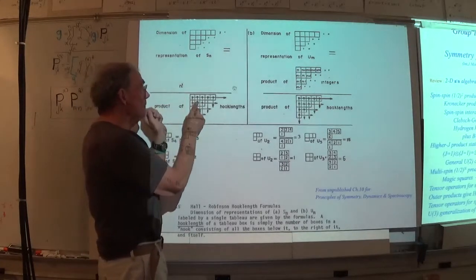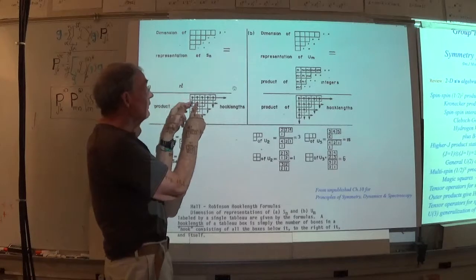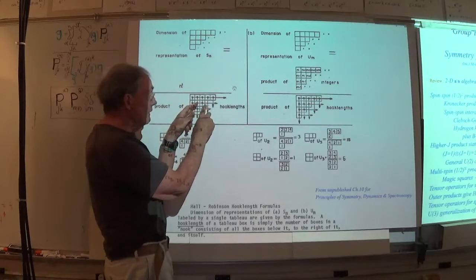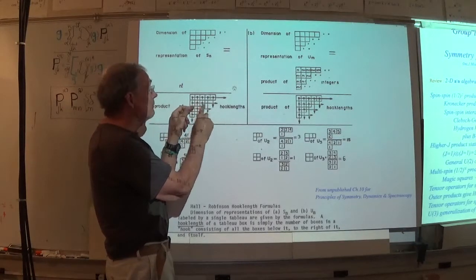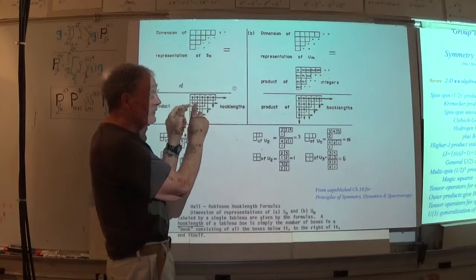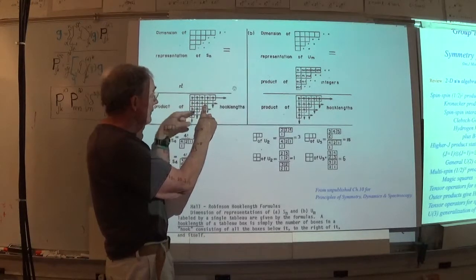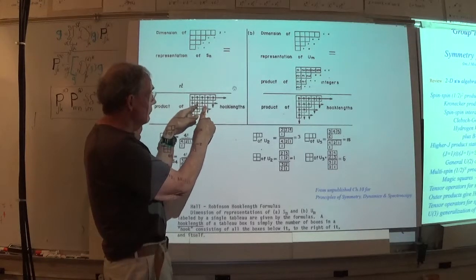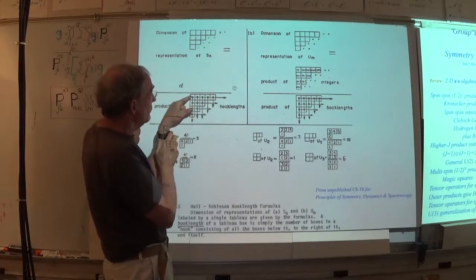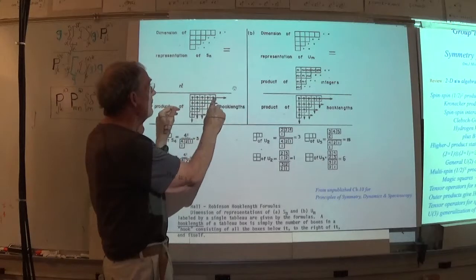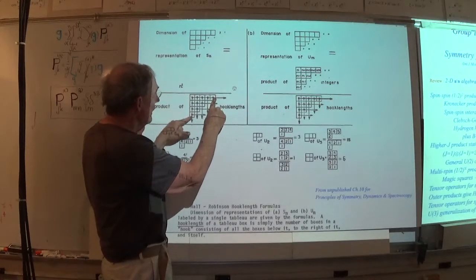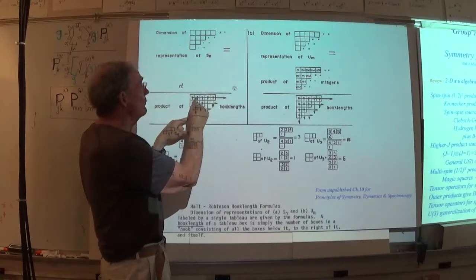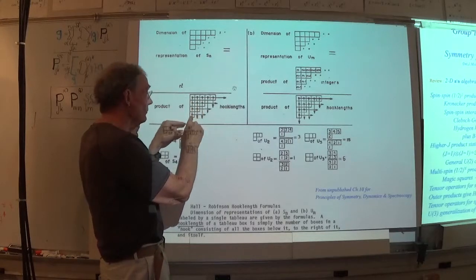Basically, any box has a hook length, and it's the number of boxes to the right of it. In this case, there's itself plus those to the right, so that's 2 this way, and then 3. So this one would just have a 3 in it. But this one up here is the sum of all those boxes and all those. All the boxes to its right, itself, and all those below it.